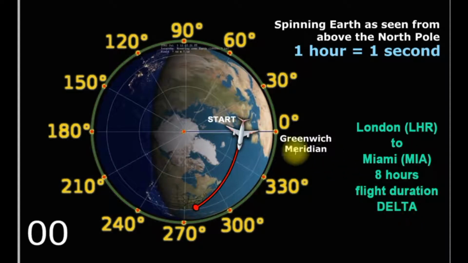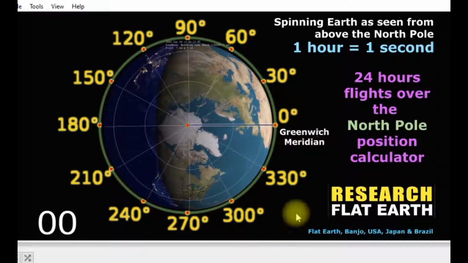And we're going to go ahead and start the timer. This is the timer. So the timer will run for 8 seconds because 1 hour equals 1 second. It will take 24 seconds for a complete rotation, just like, according to the heliocentric model, it takes 24 hours for one complete rotation of the Earth. So let's go ahead and start the timer. This is the video on the timer right here. Remember, London's right here, Miami. Let's stop at 8 seconds.